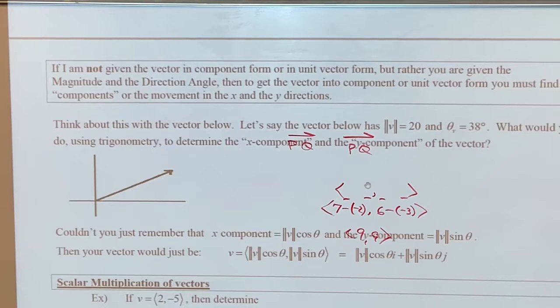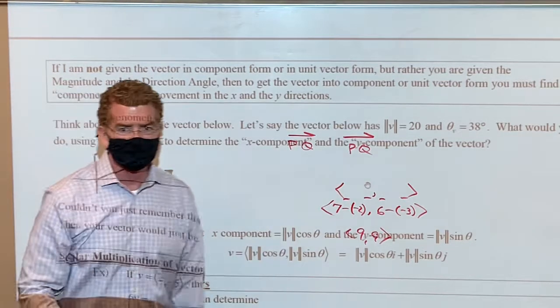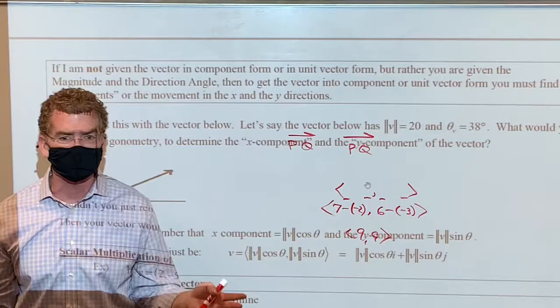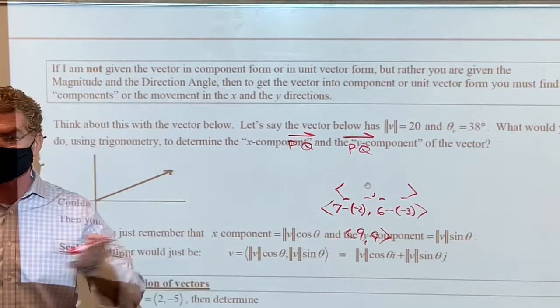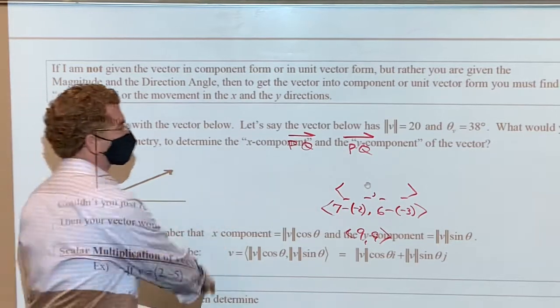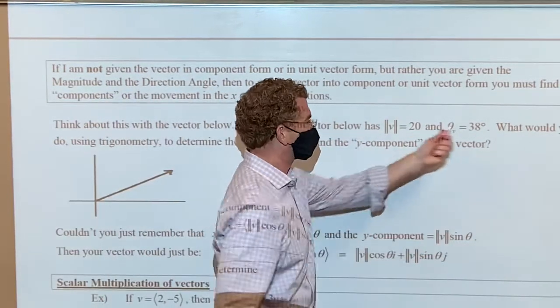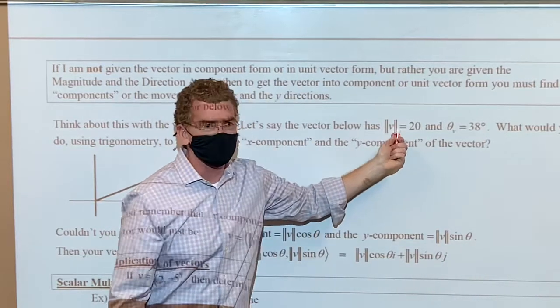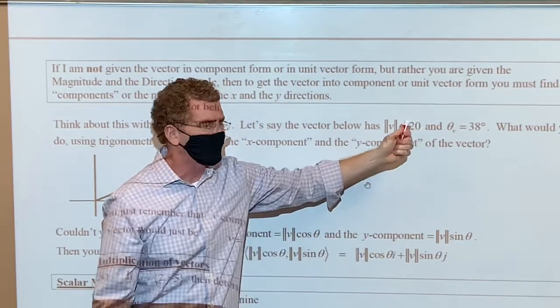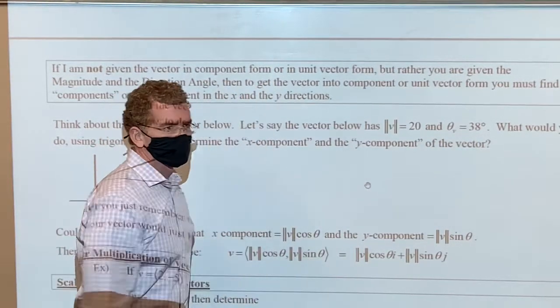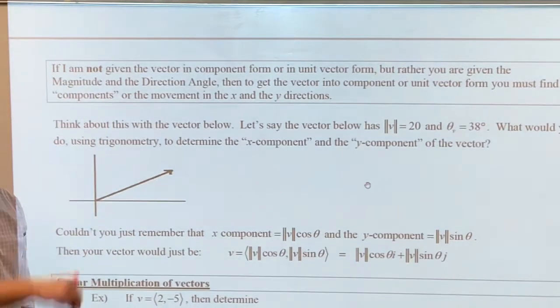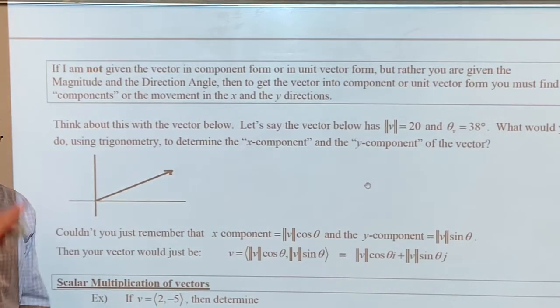Okay, so what if I don't give you the components? I don't give you unit vector form, and I also don't give you the beginning and the ending point. Which doesn't really matter most of the time anyway, because as we said before, if I just tell you their magnitude and direction, you could draw them anywhere. So what if I just told you magnitude and direction? Let's just say it's something like wind. The wind is blowing at 20 miles an hour, and its direction angle is 38 degrees north of east. So a 38 degree angle, 20 magnitude.